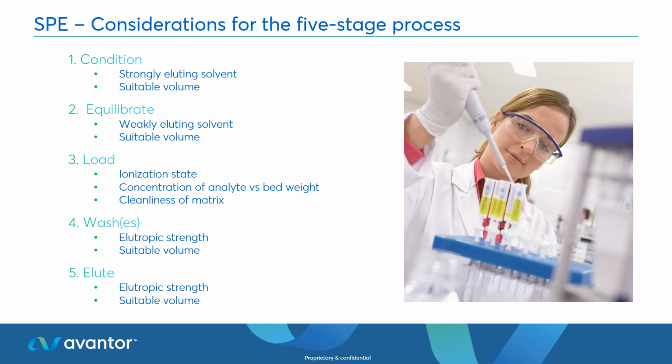When looking at the washes, the eluotropic strength and the suitable volume also become important, so multiple volumes. In terms of the elution, which is one of the things that we'll be focusing on later in the presentation, the eluotropic strength of the solvent is important, and also the volume, but also the nature in which we apply that volume. Do we do 1 ml in one go or 2 lots of 500 microliters? As we'll see, that becomes important in the following slides.